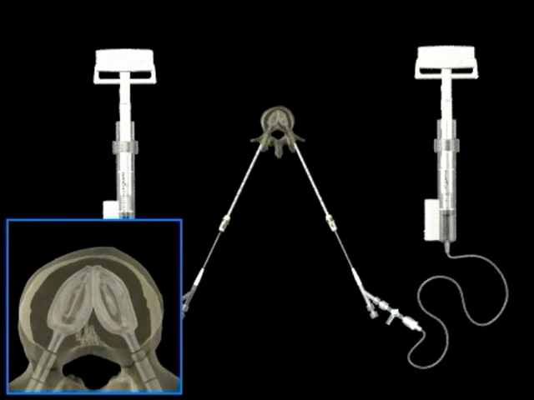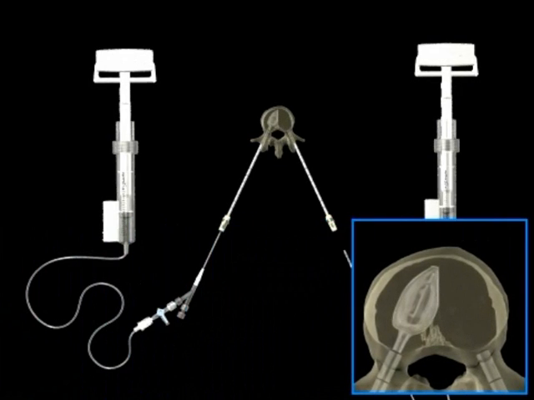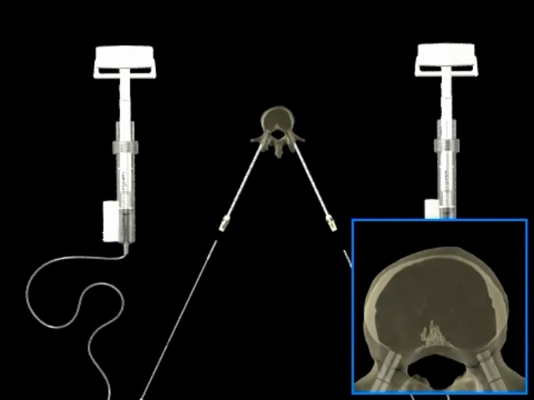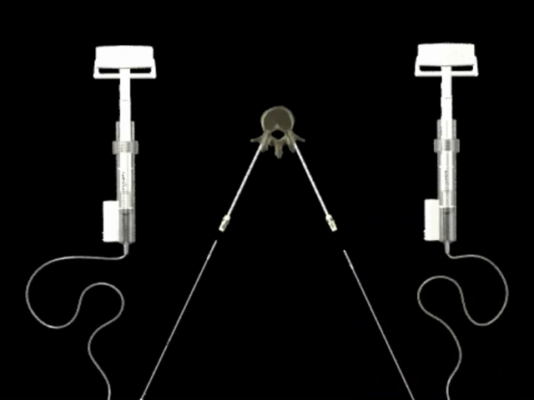Deflate the IBTs one at a time by squeezing the handle on the inflation syringe and pulling back. This action withdraws the contrast fluid. Remove the IBTs from the working cannula. The surgeon is now ready to complete the procedure.